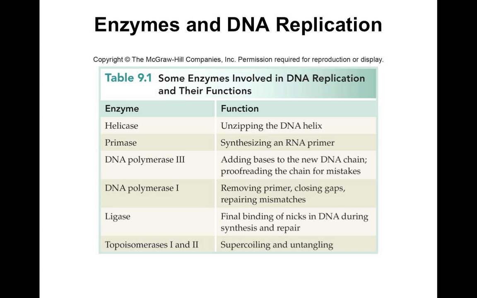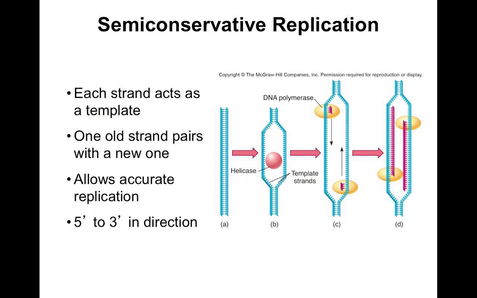And topoisomerase 1 and 2, so this is for supercoiling and untangling. So these are kind of larger proteins that will prevent the DNA molecule from folding in on itself, allowing it to be open. And by being open, it allows for DNA polymerase to bind and add in nucleotides.